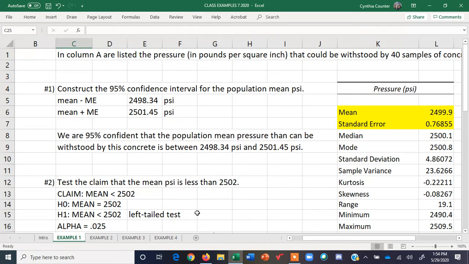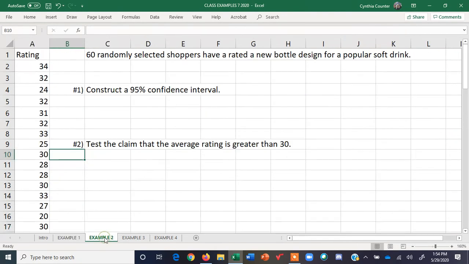Let's do another example, but this time let's do a right tail test. So we're going to test the claim that the average rating, because here we have ratings for a new bottle design for a popular soft drink, we want to test the claim that the average rating is greater than 30. So this is going to be a greater than and a right tail test. Before we get to that though, let's go ahead and review constructing the confidence interval using the data analysis tool.